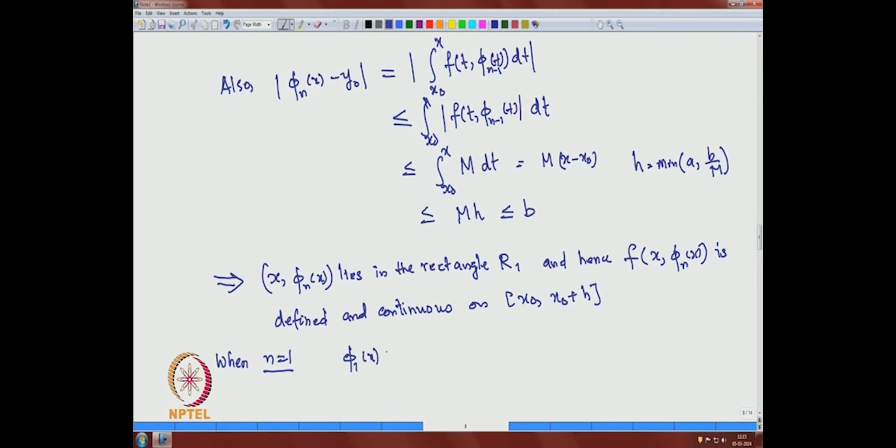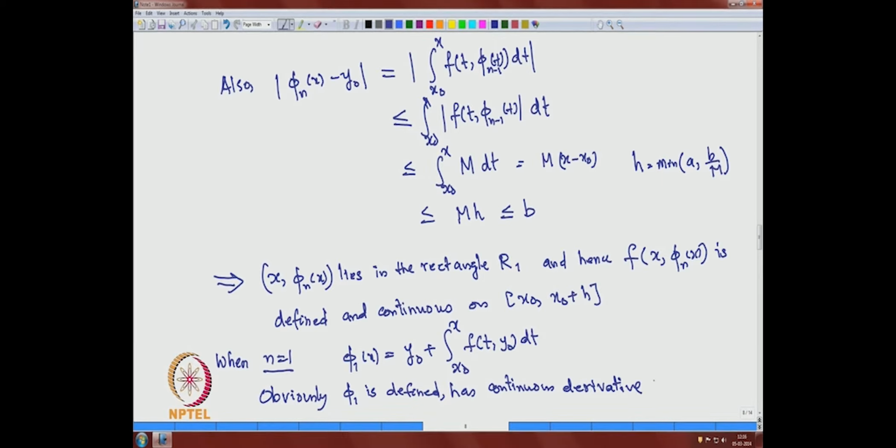So we have phi 1 x, which by definition is equal to y 0 plus the integral from x 0 to x of f of t, y 0 dt. Obviously phi 1 is well defined. And f is continuous and y 0 is a constant function which is continuous. Therefore phi 1 is defined and has a continuous derivative on x 0, x 0 plus h.